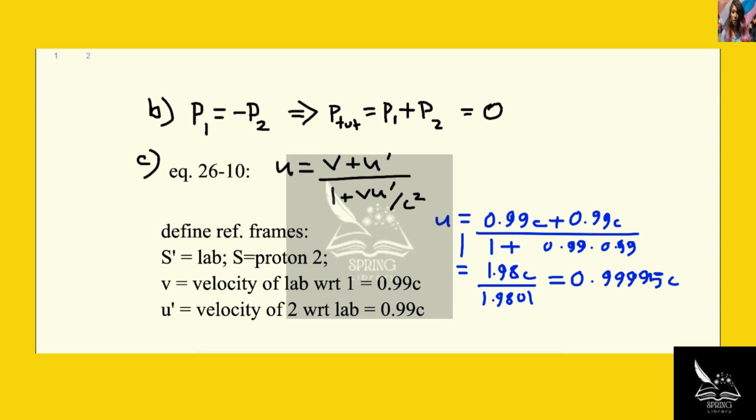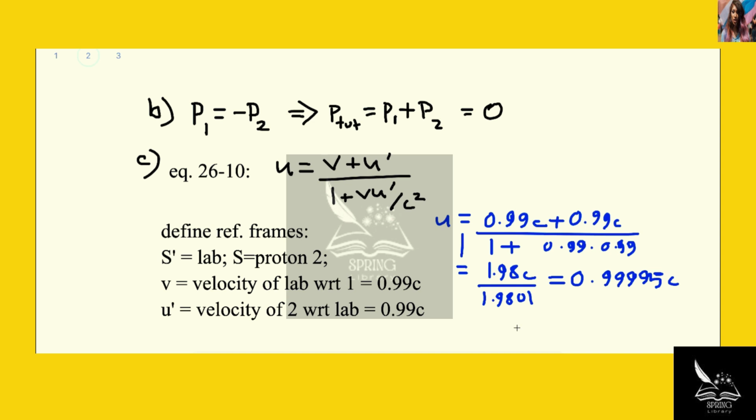Okay. And so once you have that u, you can get your gamma factor, which we'll use in a second. So gamma is 1 over square root of 1 minus, remember, v squared over c squared. v in this case is u, so 1 minus 0.99995 squared, right? And that's equal to approximately 100.